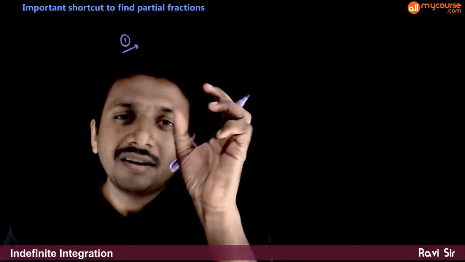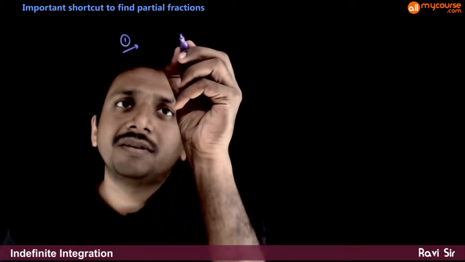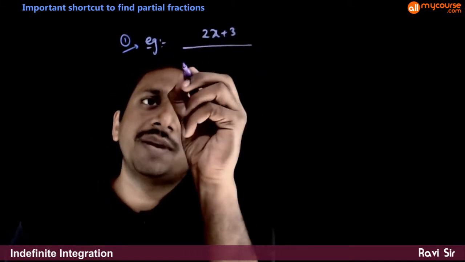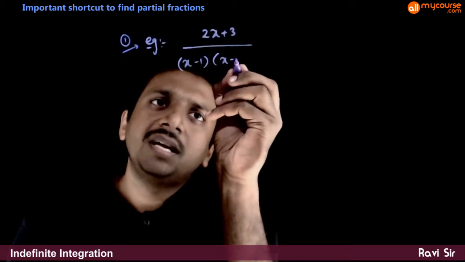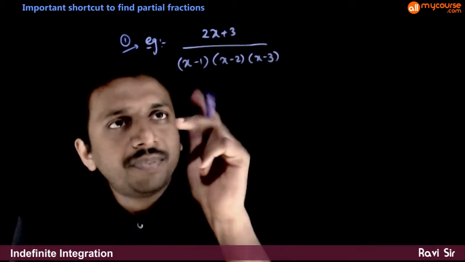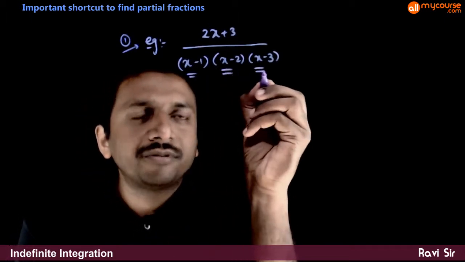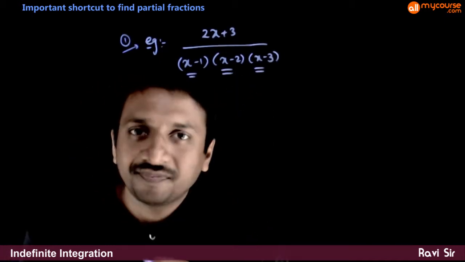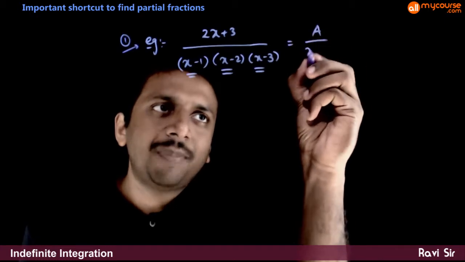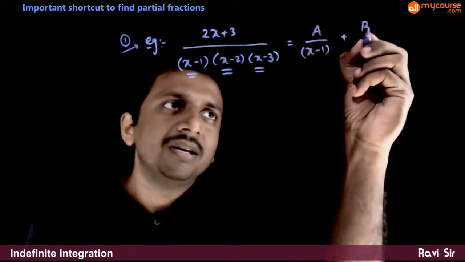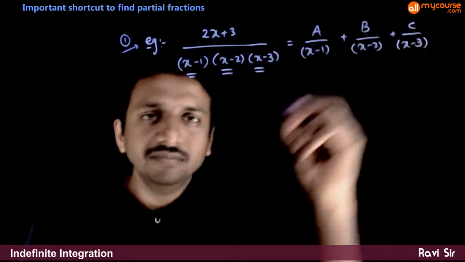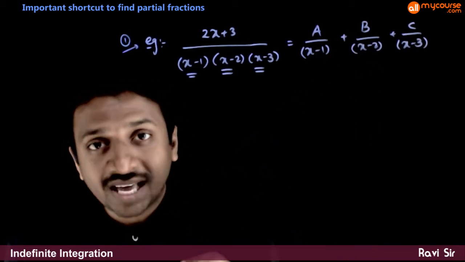That is, if the fraction is of this form. So let us take an example. If you have a fraction (2x + 3) / ((x - 1)(x - 2)(x - 3)), for example, if the denominator is made up of all linear factors. So according to our rules, this gets split into 3 partial fractions: A/(x - 1) + B/(x - 2) + C/(x - 3). So we have to find A, B, C directly.